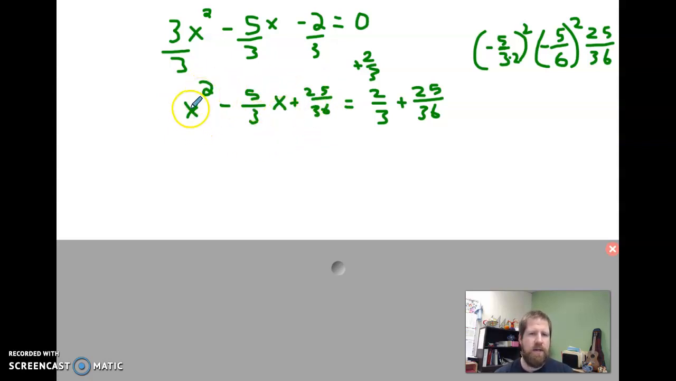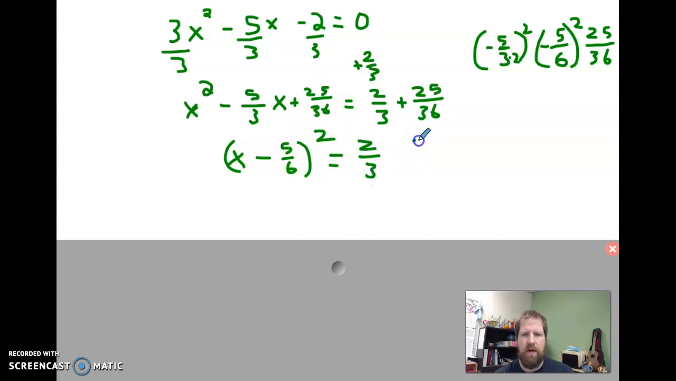So what I'm going to do is come back to this and say, I've got my two factors are x and negative 5/6, because remember that is my square root of 25 over 36. That's the root that I have, squared, and then I've got my 2/3 and my 25 over 36.